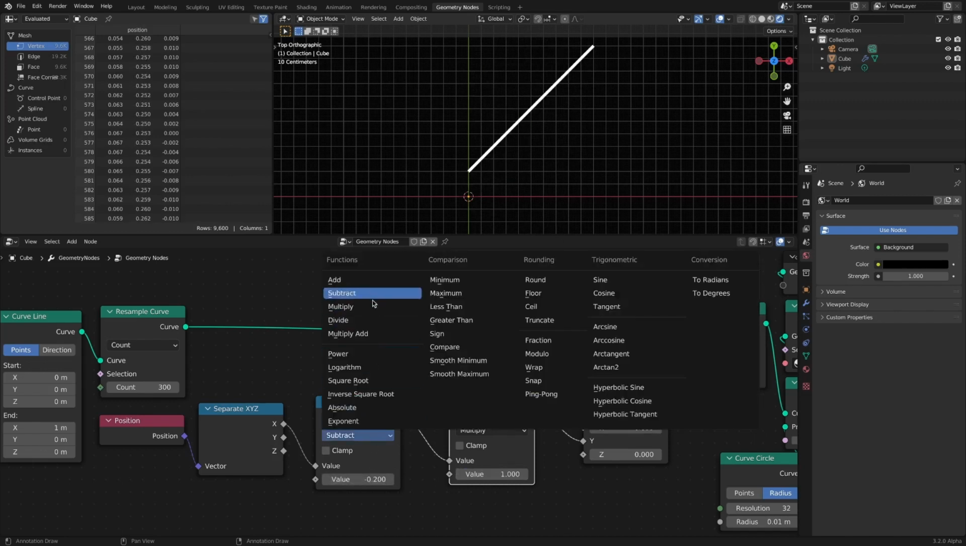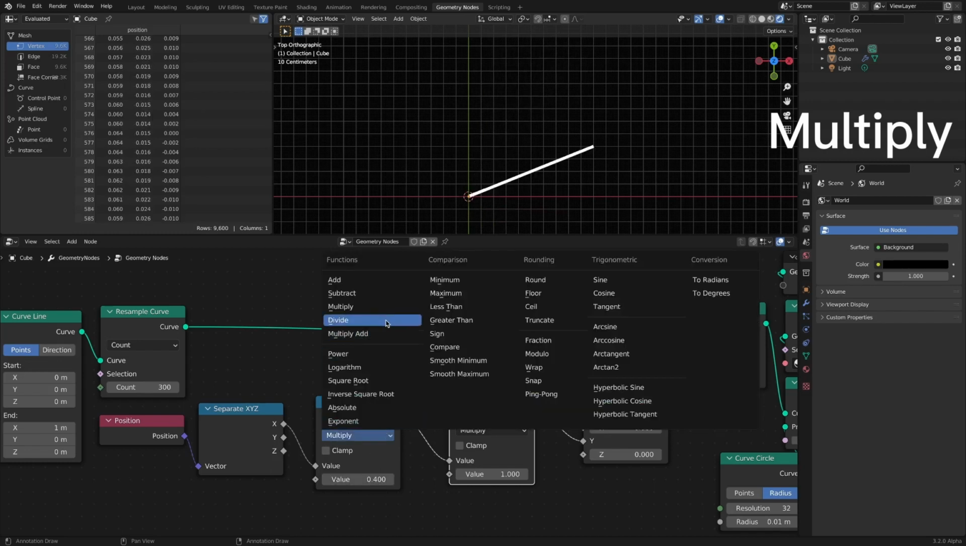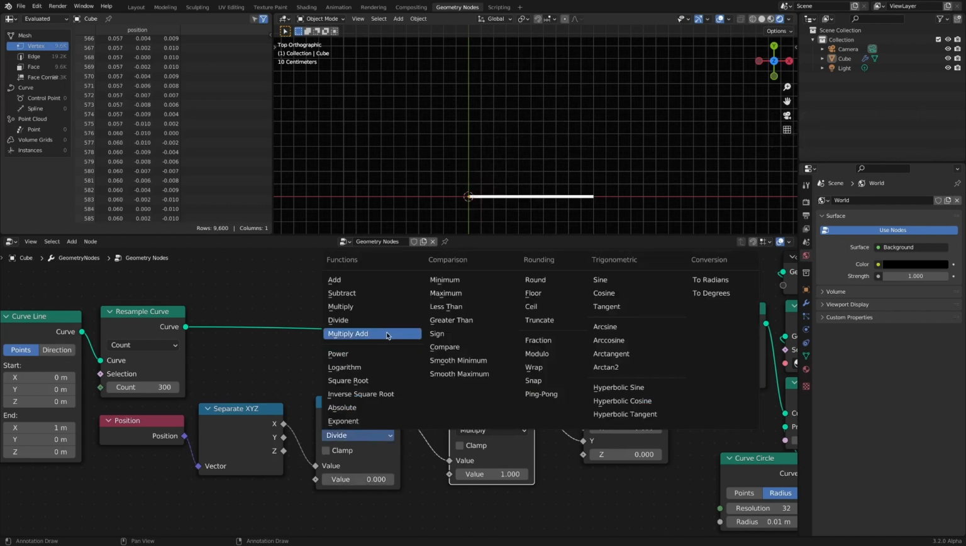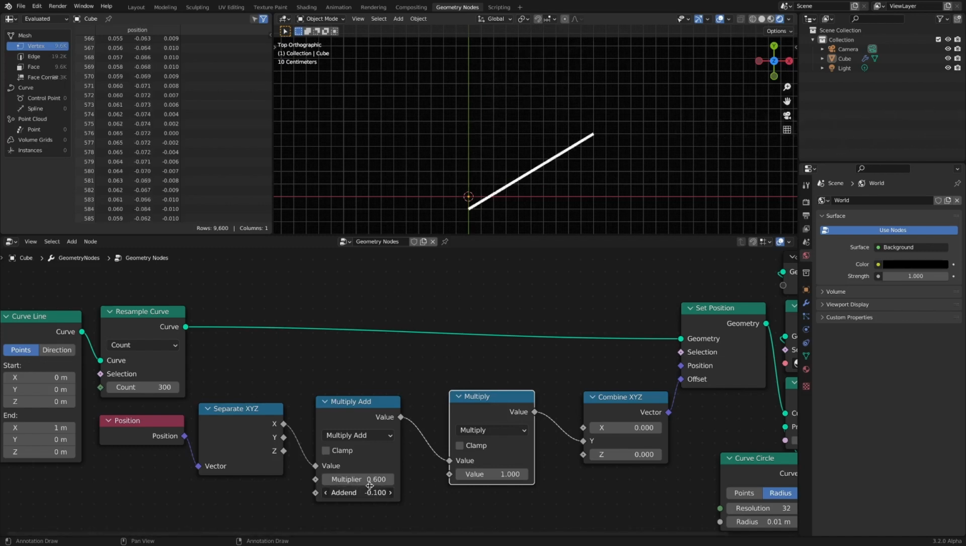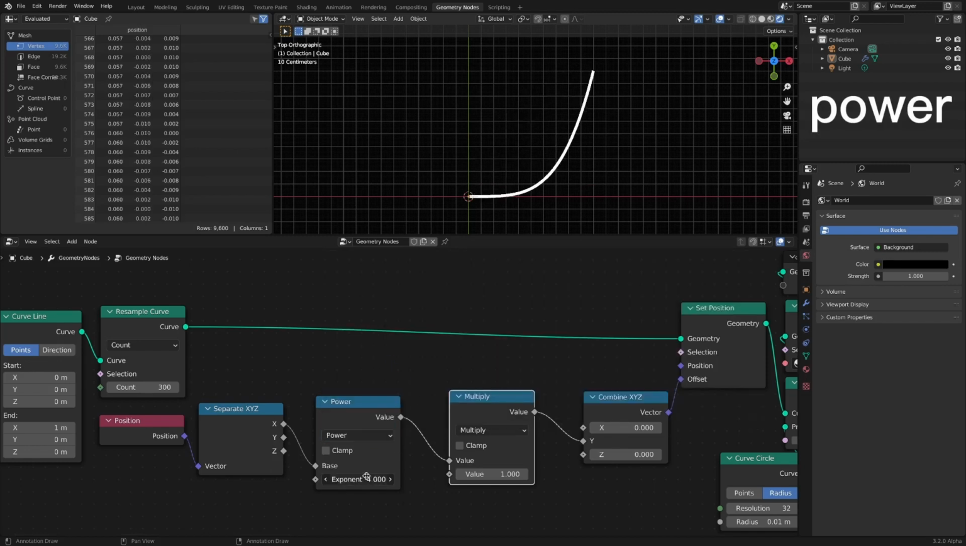In multiply mode, you can adjust the angle of the graph. The same goes for divide mode. The multiply add mode has options to adjust the angle and starting point of the graph. The power mode makes this look possible. If you mirror it, you can make a parabola.